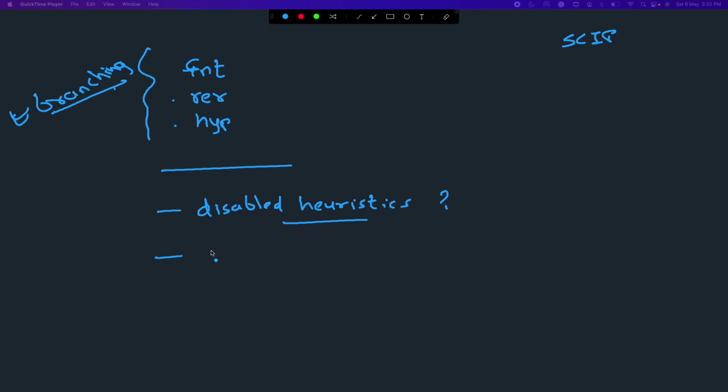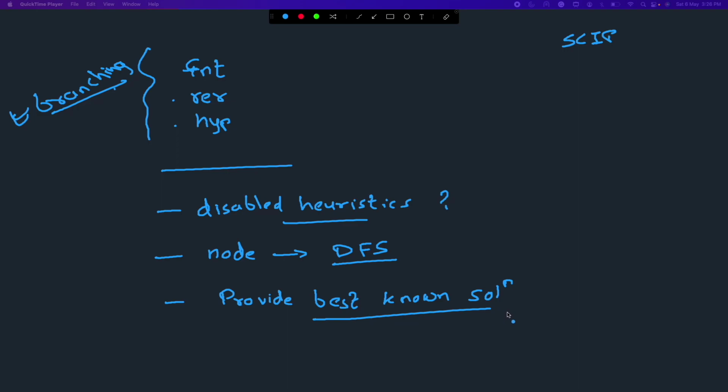And another thing that they did was node selection. Node selection was depth first search, and they fixed it to this. This is not the default node selection strategy, but for evaluating the effects of all these things, they did this. And the last thing that they did was provide the best known solution. This is another trick, as they basically only care about the bound improvements.